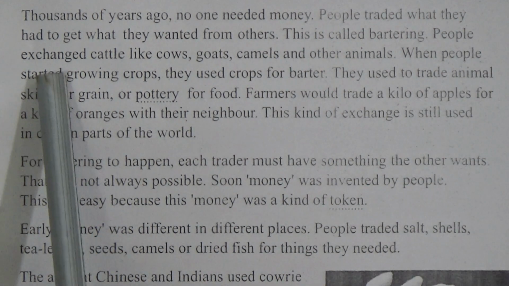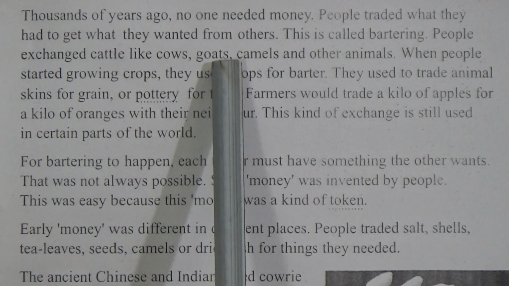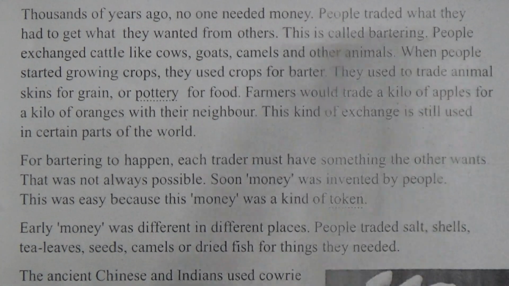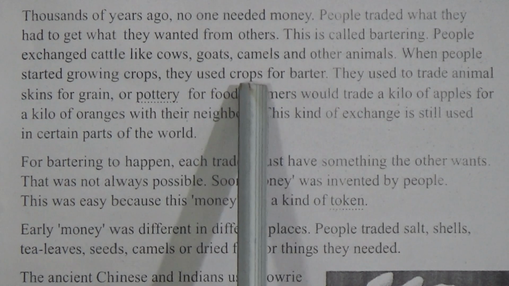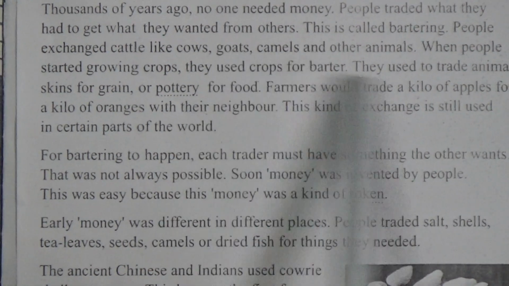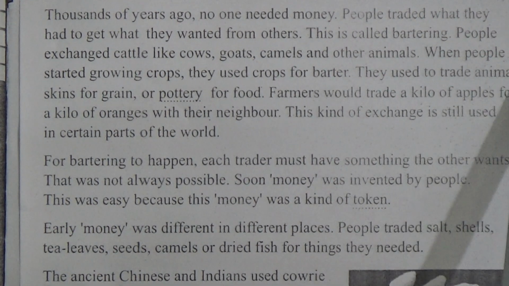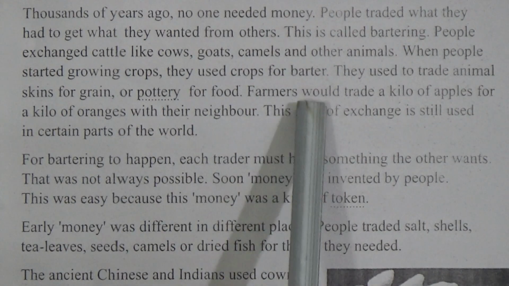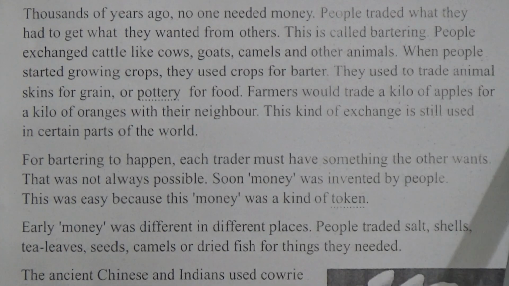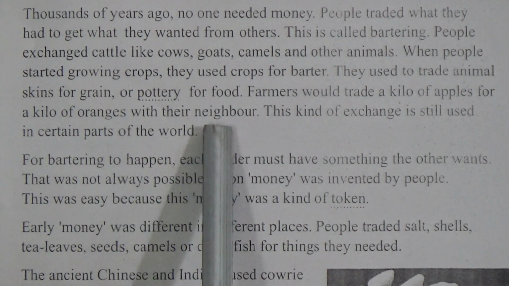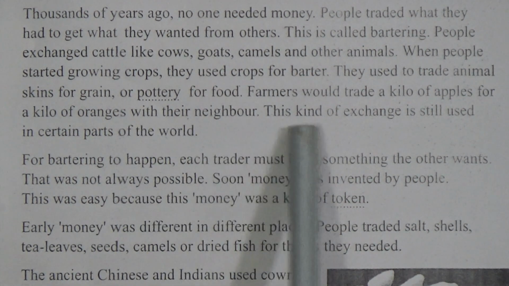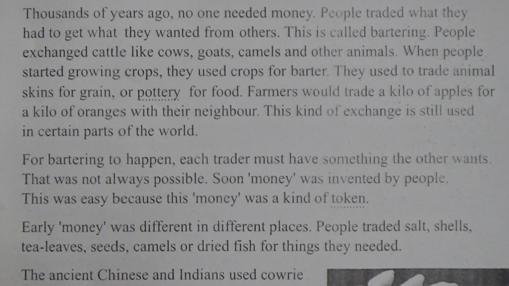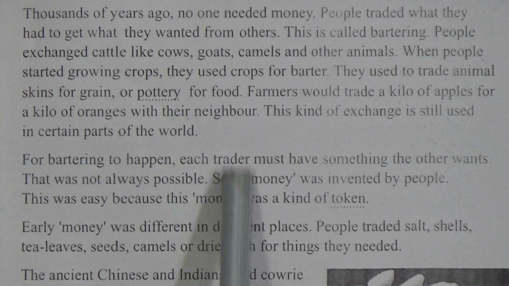People exchanged cattle like cows, goats, camels and other animals. When people started growing crops, they used crops for barter, for exchanging. They used to trade animal skin for grain or pottery for food. Farmers would trade a kilo of apples for a kilo of oranges with their neighbor. This kind of exchange is still used in certain parts of the world. So this kind of exchanging or trading is called bartering.